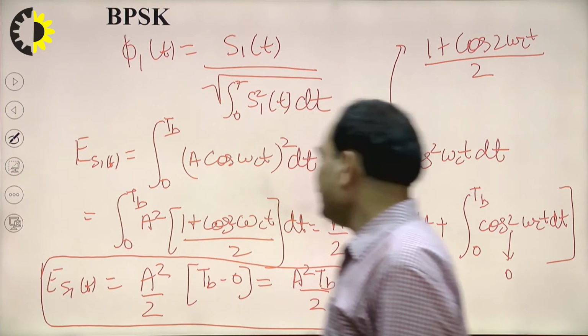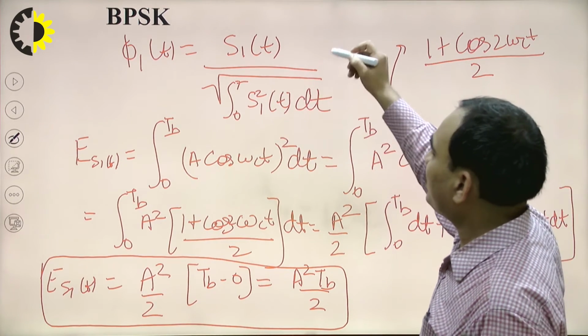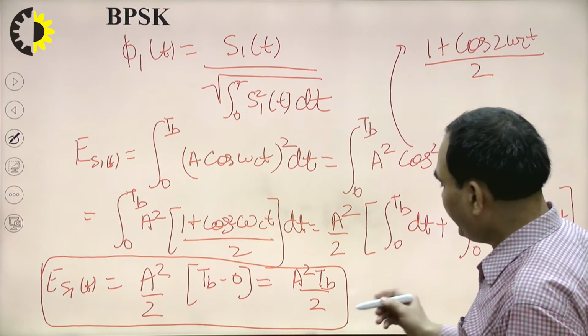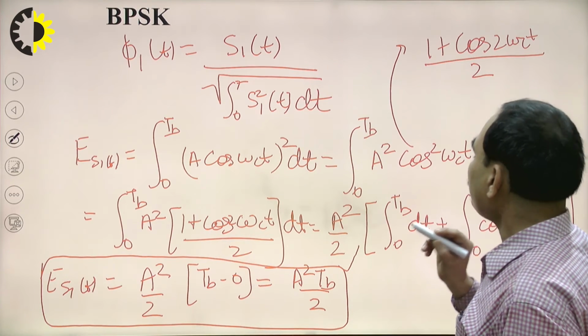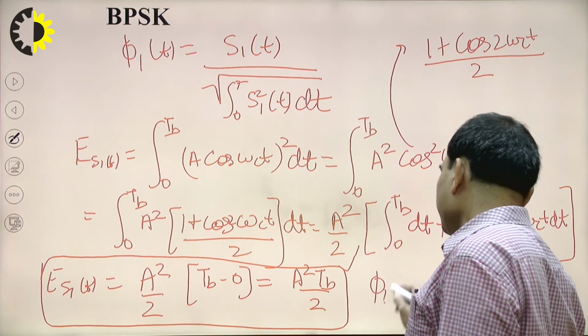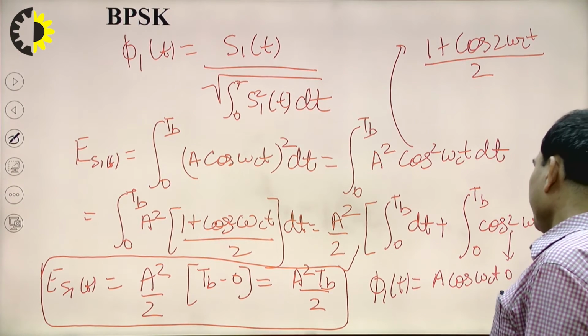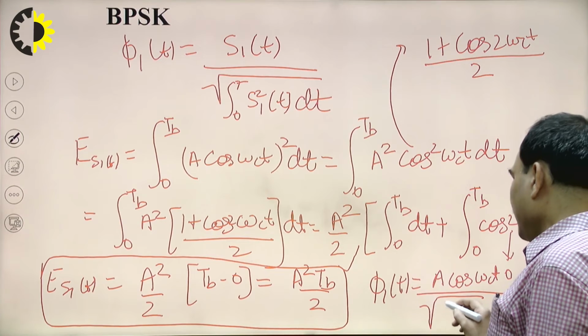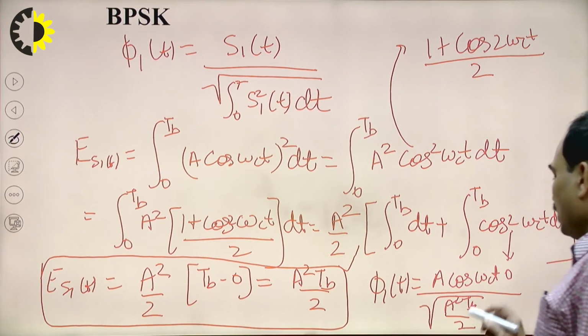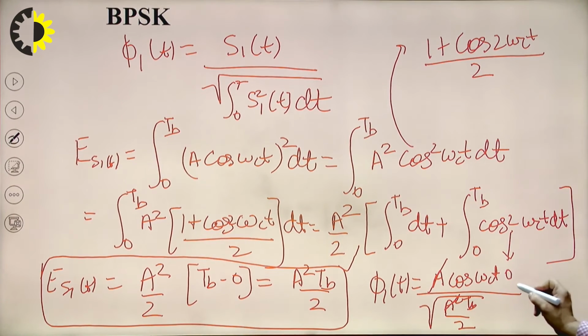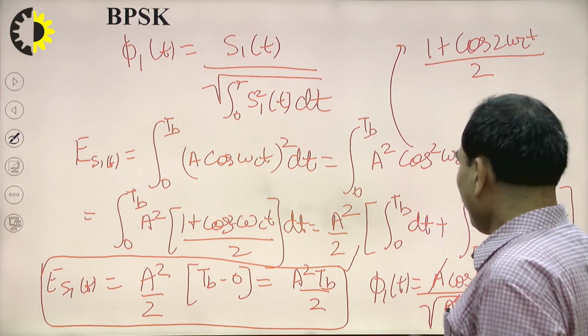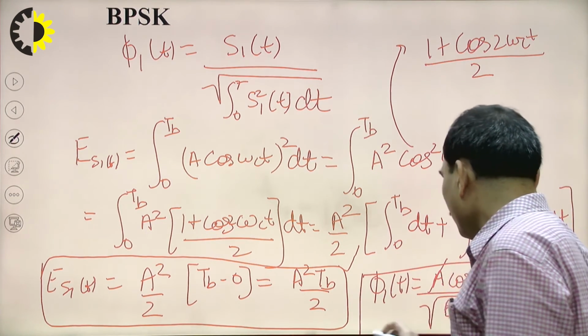Now substituting this energy in our equation, φ1(t) is given by A cos(ωct) divided by the square root of this quantity, that is the energy. Energy is given by A² Tb by 2. So this A² and this A will be cancelled out, and what is left is the root of, we can take it in the numerator, 2 by Tb cos(ωct). So this √(2/Tb) cos(ωct) will be the basis function, or orthonormal basis function, for the BPSK signal or modulation.